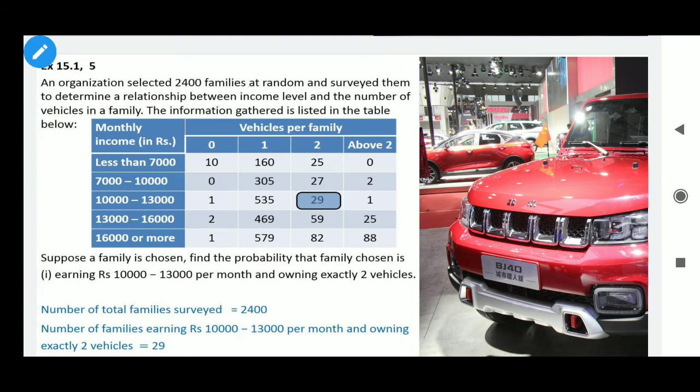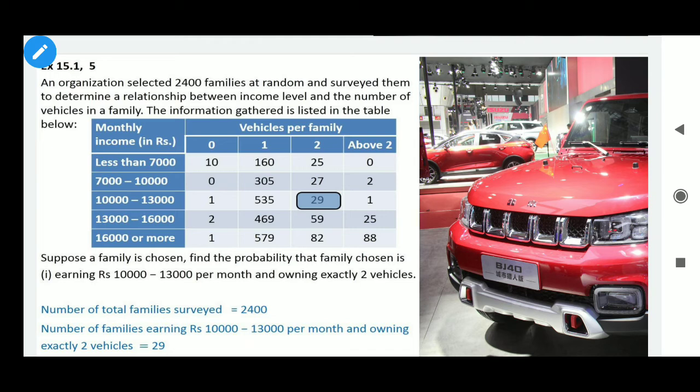An organization selected 2400 families at random and surveyed them to determine a relationship between income level and the number of vehicles in a family. The information gathered is listed in the table below. You can see the table. Students, there is an organization that selected 2400 families randomly and surveyed them to find out their monthly income level and the number of vehicles in the family.